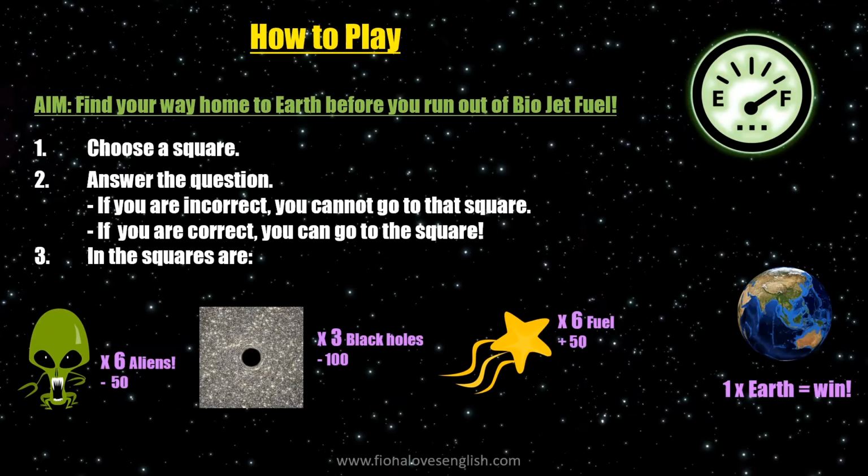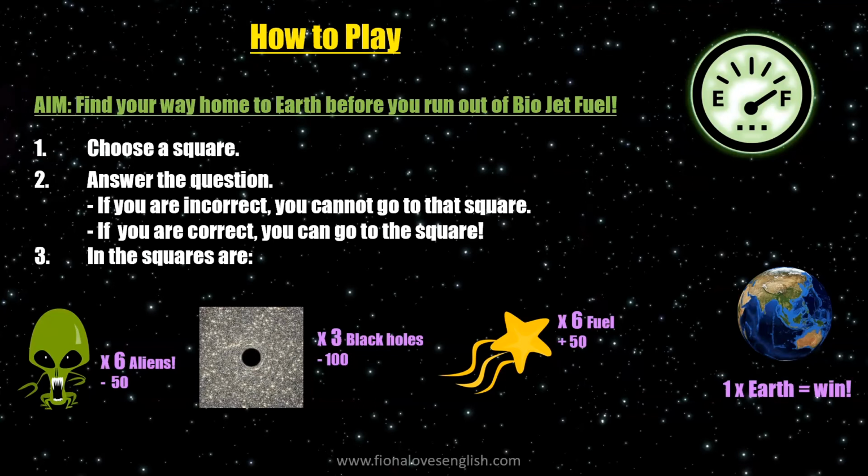If the student answers the question correctly, they can go to that square. If they get it wrong, they can't go to that square, unless they can correct it perhaps. But if they do get it correct, they win that square. They get to go to that square.